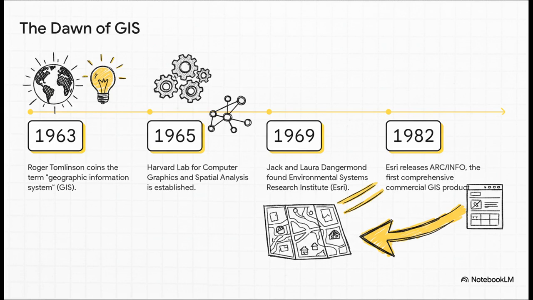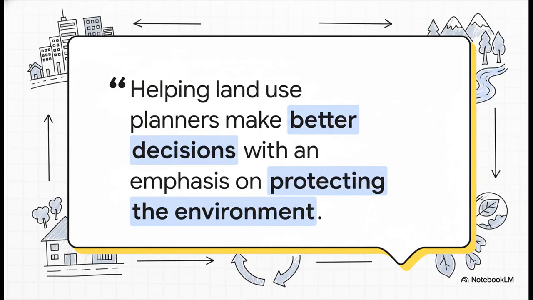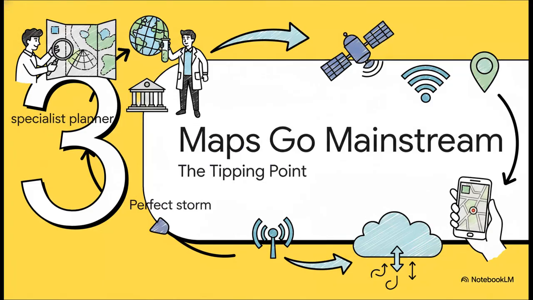This took the whole idea out of the university lab and put it into the hands of businesses. What's really cool is that from the very beginning, GIS wasn't just about making cool maps. It was about solving problems. The founding mission of Esri, the company that would become the leader in the field, was all about helping people make smarter decisions that balance development with protecting the environment. This problem-solving DNA was baked in from day one. So for decades, GIS was this really powerful tool, but it was mostly used by specialists, city planners, scientists, governments.